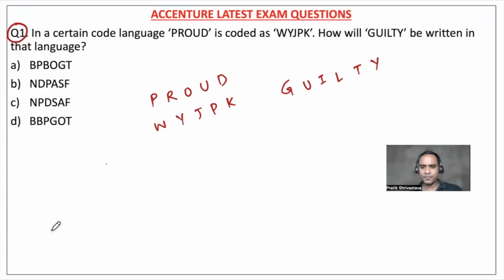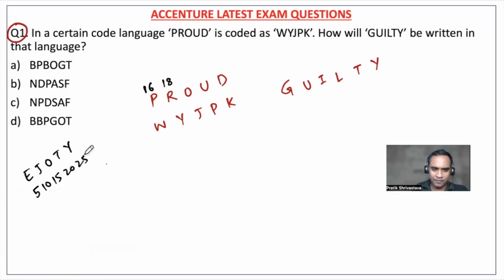Now what we will do: in coding-decoding, first we have to write the position of each alphabet. P is 16. R is 18. For O, think of E, J, O, T: 5, 10, 15, 20, so O is 15. U is 21. D is the fourth letter. W is 23. Y is 25, since Z is the last alphabet, 26. J is 10.